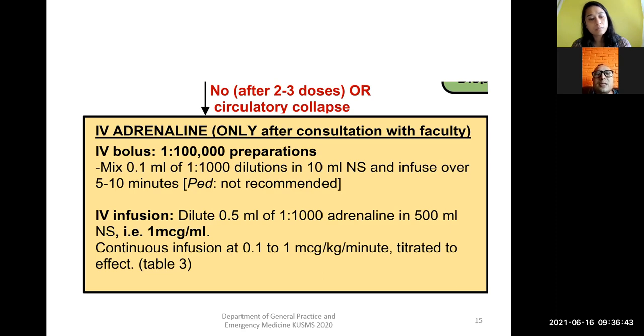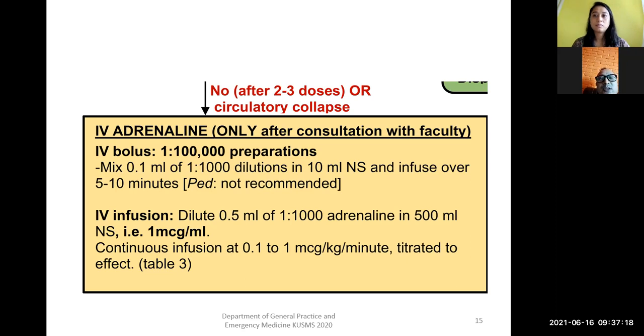So for the preparation, we go for a bolus dose or loading dose followed by an infusion. The bolus or loading dose is prepared in a dilution of 1 in 100,000. For that, we can mix 0.1 ml of 1 in 1000 dilution adrenaline in 10 ml normal saline and infuse it over 5 to 10 minutes. However, please remember that in the pediatric age group, direct IV bolus is not recommended.